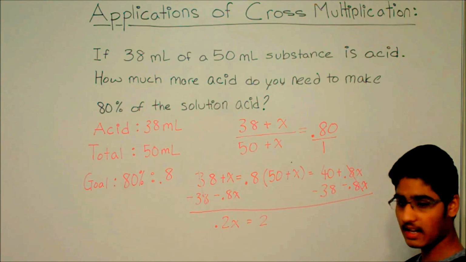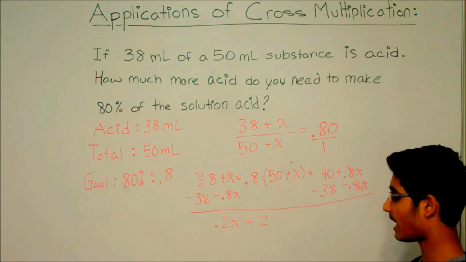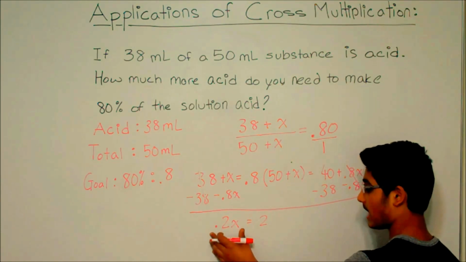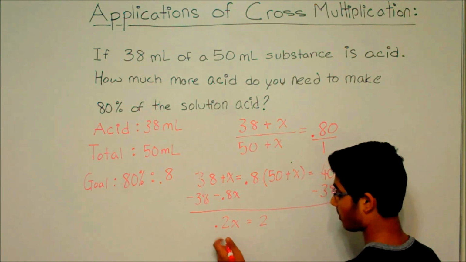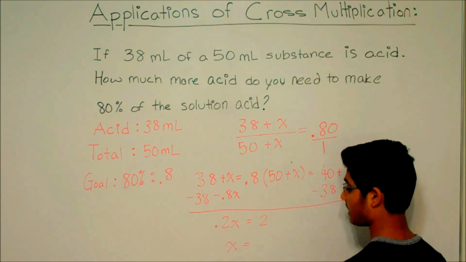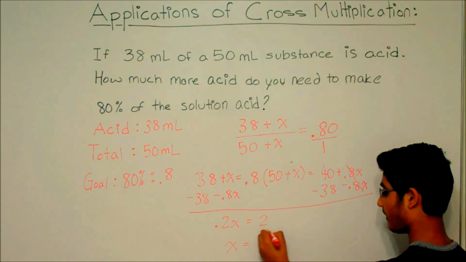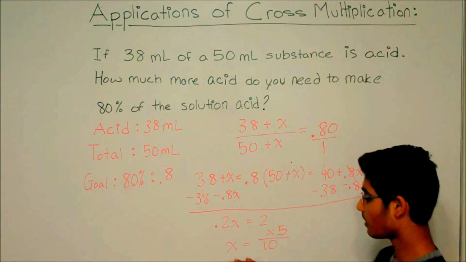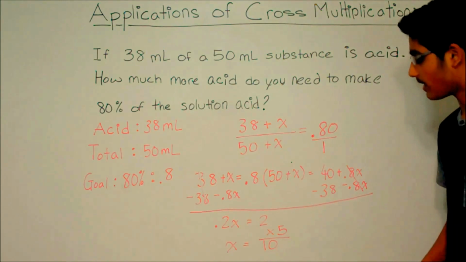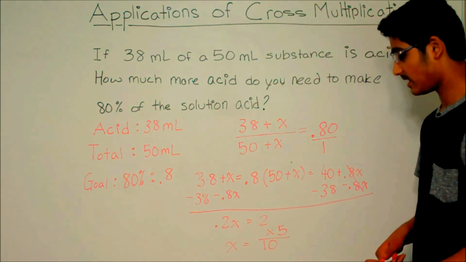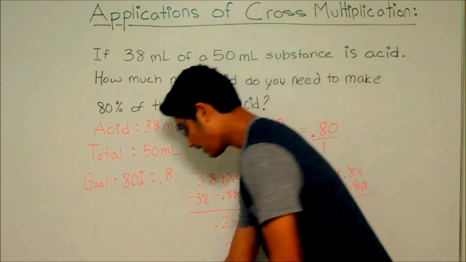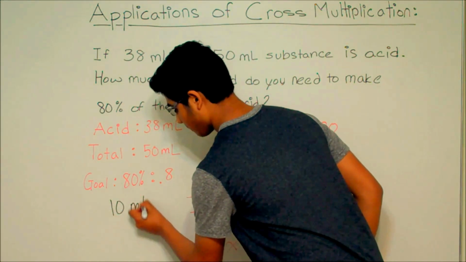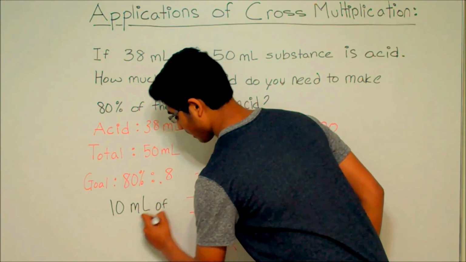To get x by itself, we have to multiply 0.2x by 5, because 0.2 times 5 is 1. And whatever we do on the left side, we have to do on the right side. So x, after multiplying by 5, is equal to 2 times 5, which is 10. So x, the milliliters of acid you have to add to the substance, is 10. So the answer to this problem is 10 milliliters of acid.